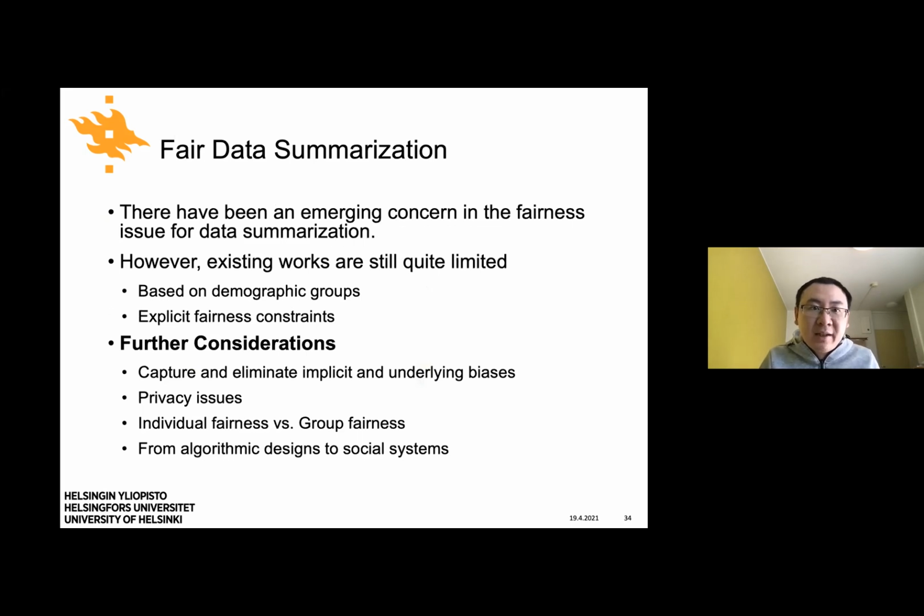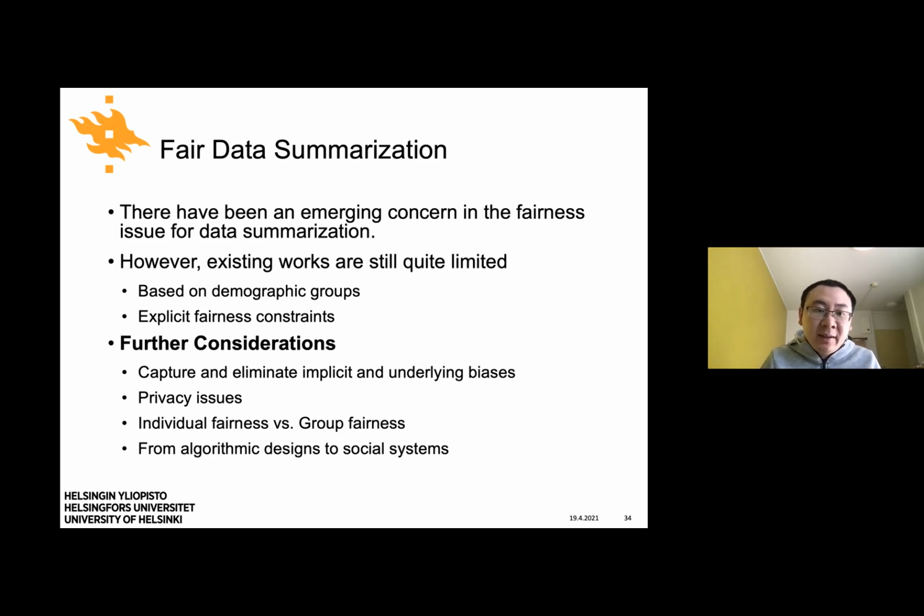The first is some further considerations on fair data summarization. There has been an emerging concern in the fairness issue for data summarization. However, existing works are still quite limited. They are often defined on some demographic groups because the demographic properties are easy to model, and they only apply very simple models to capture the explicit fairness constraints. For example, they simply give a hard restriction on the number of elements in the data summary from each group.